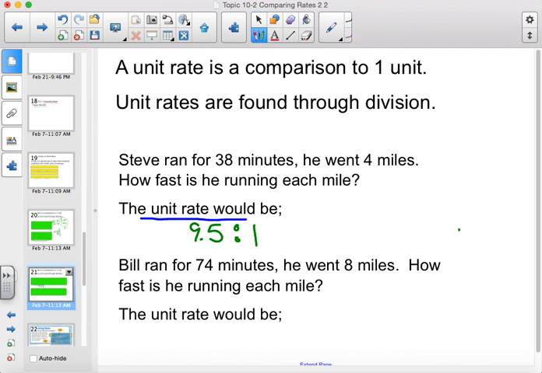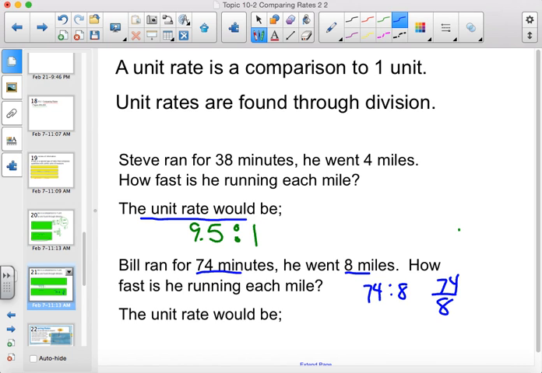Okay, let's see how you did. Bill ran for 74 minutes. So his ratio is 74 minutes to 8. So it is a 74 to 8. And so in this case, it would be 74 over 8. And so we would simply do the division.